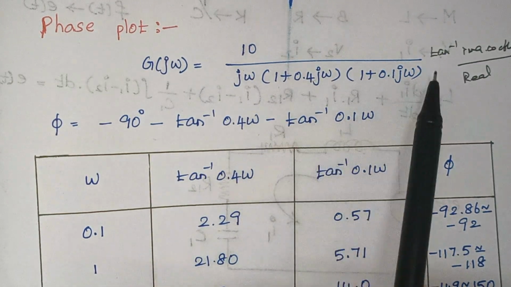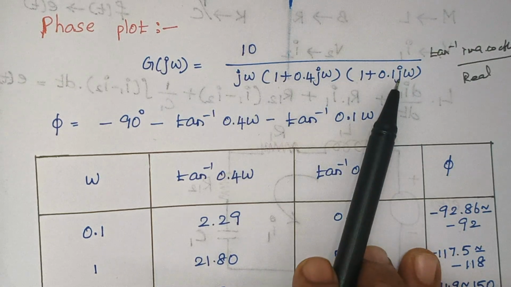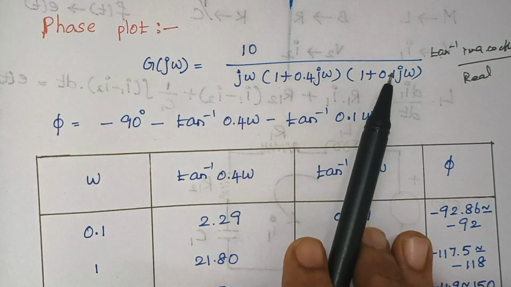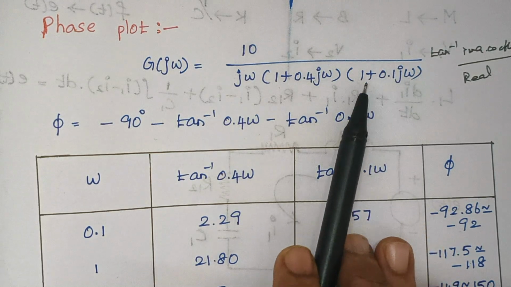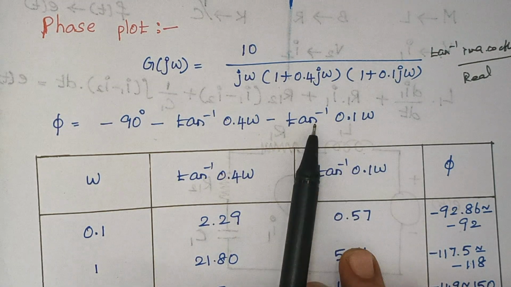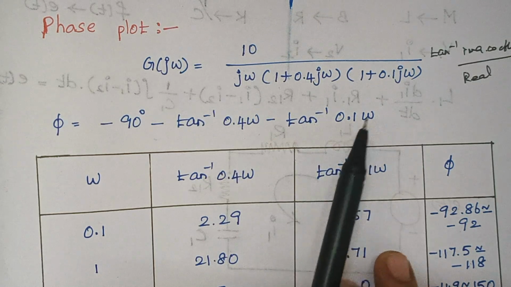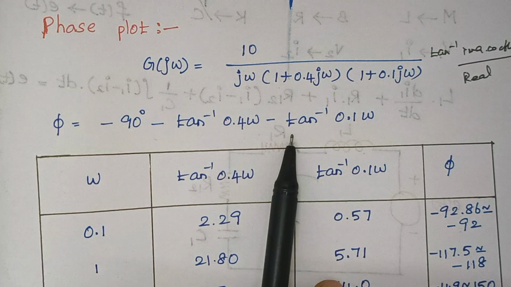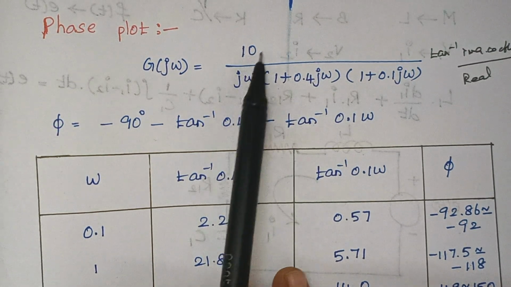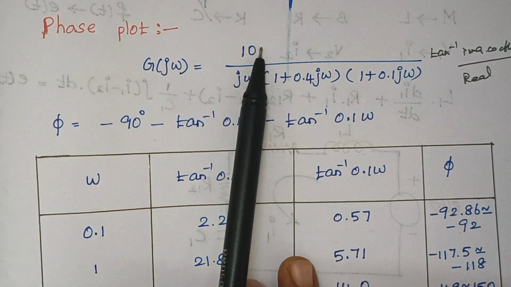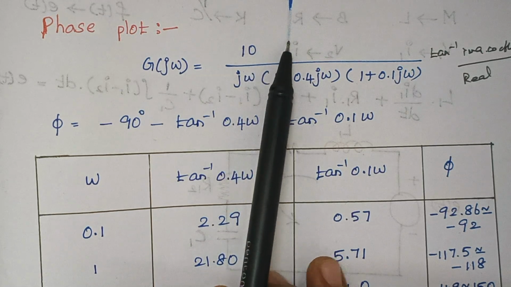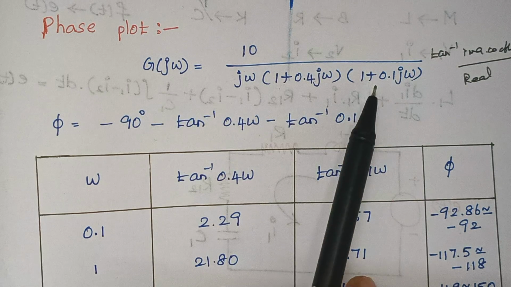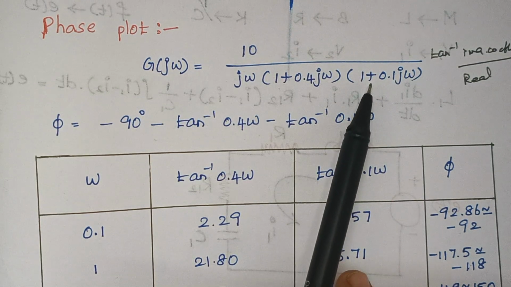Right, and the next step is here again when you use this formula, tan inverse of imaginary coefficient is 0.1 omega and the real term is 1. So again tan inverse of 0.1 omega, when I move this to the numerator, I am including a minus here, right? So 10 is a constant, so it won't have any angle, so we are not considering the 10 here. Here we had considered only the denominator terms, right? Hope you people are clear with this.